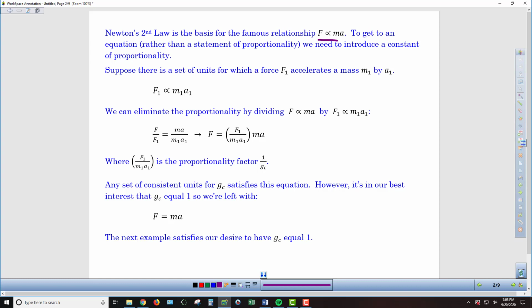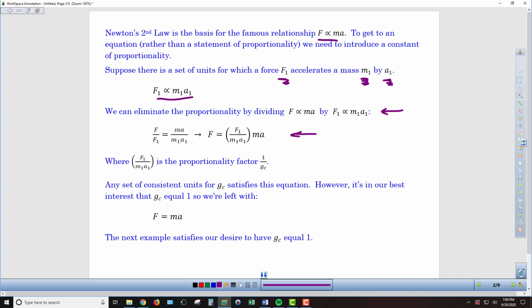Now, suppose we have a force F1 that accelerates a mass m1 by some acceleration a1. So we have some set of units for which we know all of these measures. So again, we can say that this is a statement of proportionality like we see here. And so we can eliminate the proportionality by taking the general statement F is proportional to ma and dividing it by this known set of quantities. And so that's what we see here.